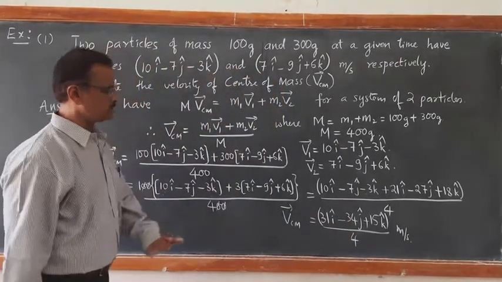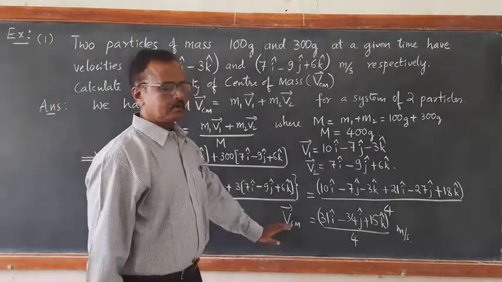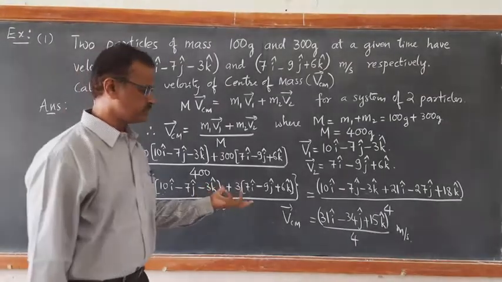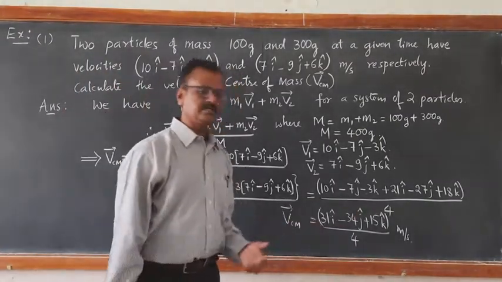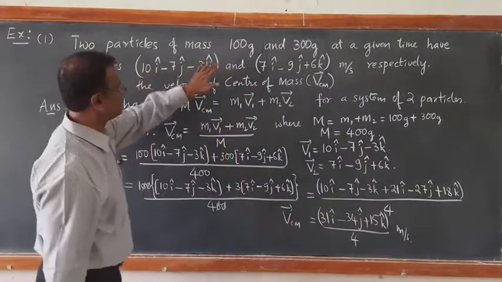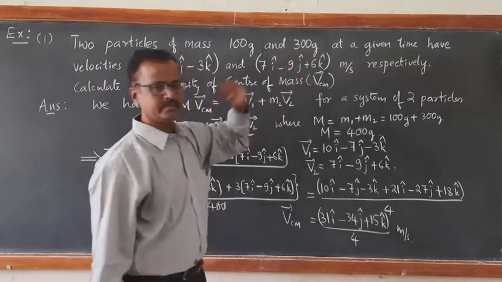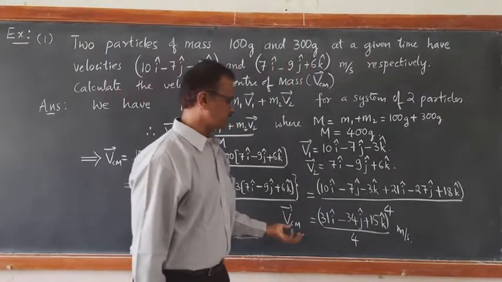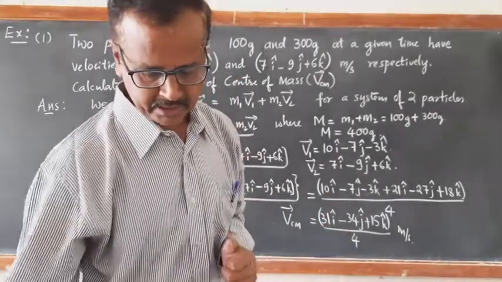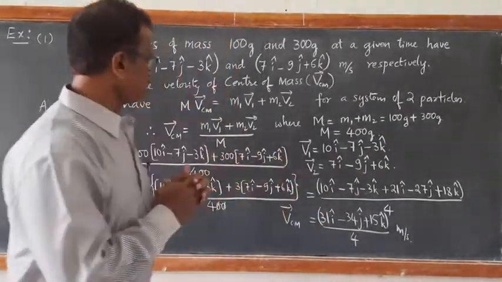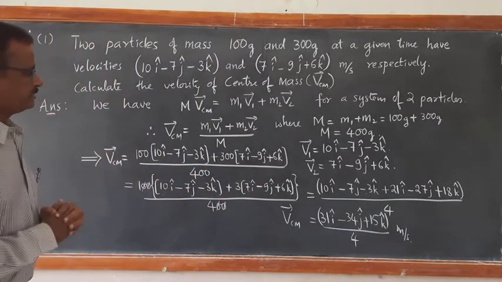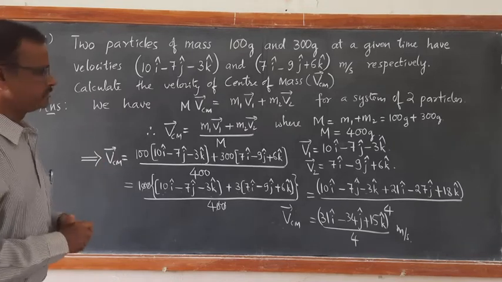If the question is asked, calculate the acceleration of the center of mass, what will be your answer? The answer is going to be 0 because the velocity is constant. Velocity doesn't change with respect to time. Both the particles are also moving with the same velocity in that given interval of time. So the acceleration is going to be 0. So this is how you need to calculate for certain numerical problems. I think it is quite clear. So please solve this and practice it. It will be a simple problem.